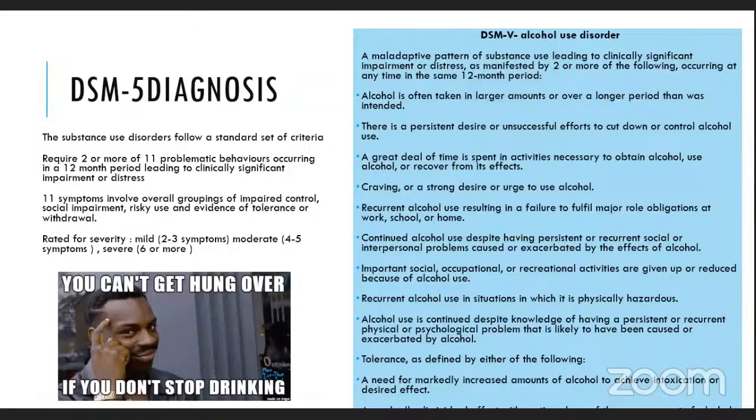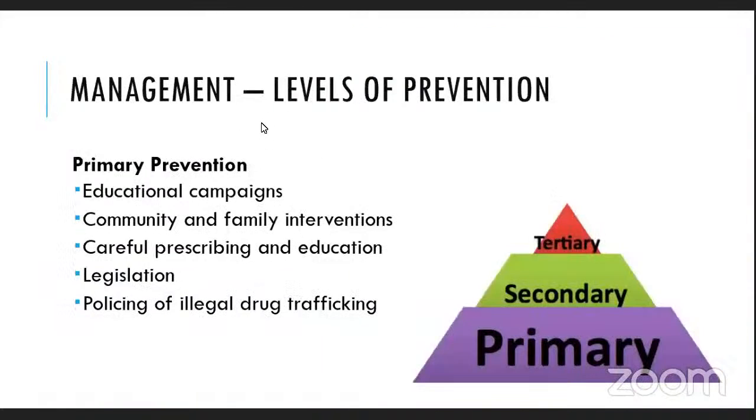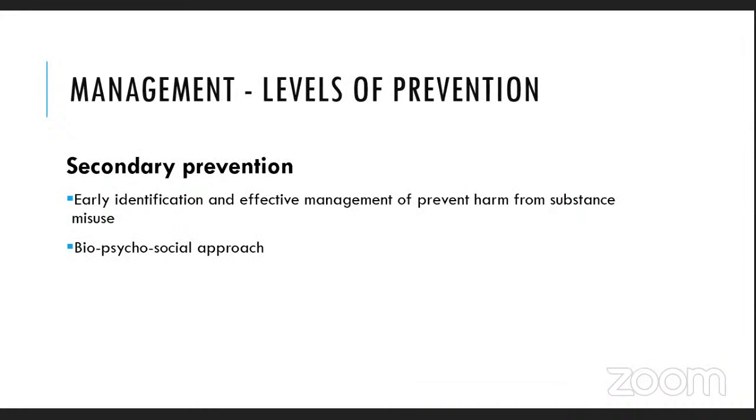Tolerance, as defined by either a need for markedly increased amounts to achieve the same effect or a markedly diminished effect with continued use of the same amount of alcohol. And then going into management, we've divided this into different levels of management. We're starting with the primary prevention approach, and this includes educational campaigns, community or family interventions, careful prescribing and education, legislation, and policing of illegal drug trafficking.